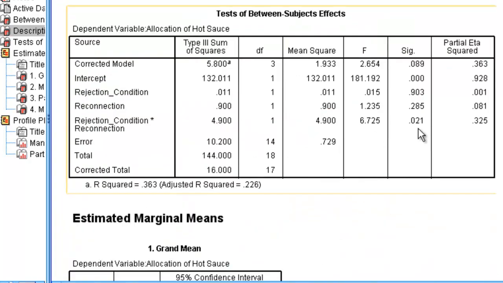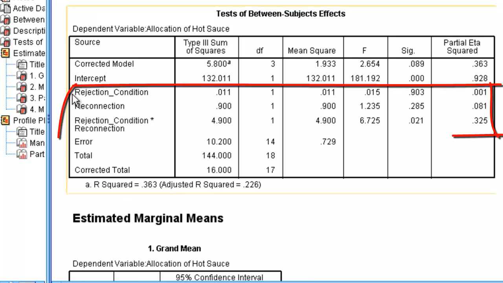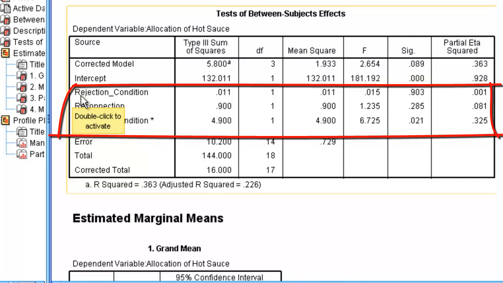Down here is where we get to the really important stuff concerning our main effect predictions and our interaction predictions, and this is the between subjects sum of squares table. And hopefully you've seen this from class before. What we want to look at are these three rows, and they're going to differ based on whatever your information is. It's always going to be the three rows directly beneath intercept.